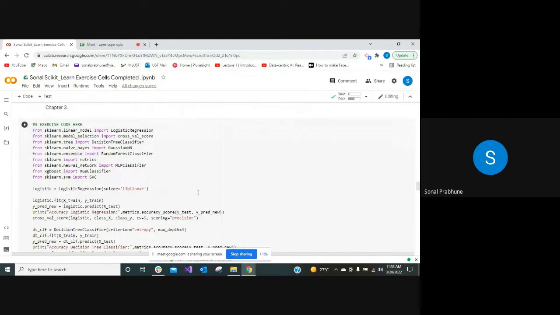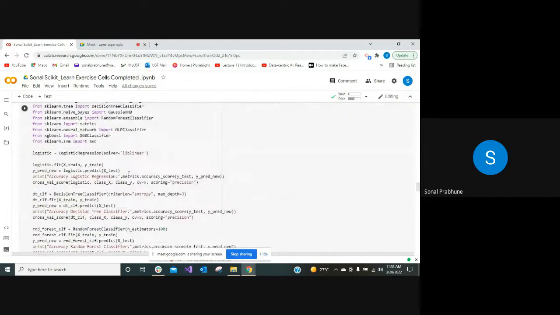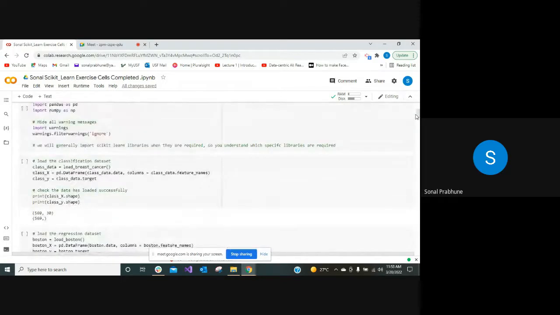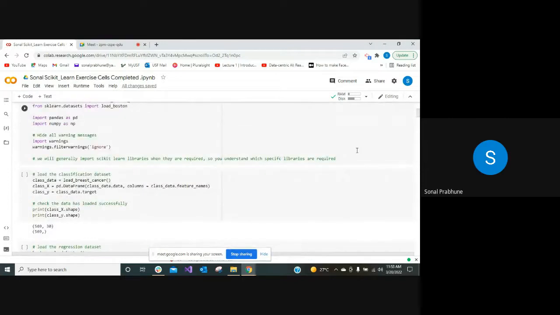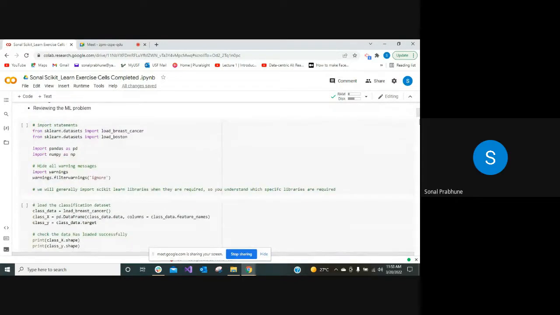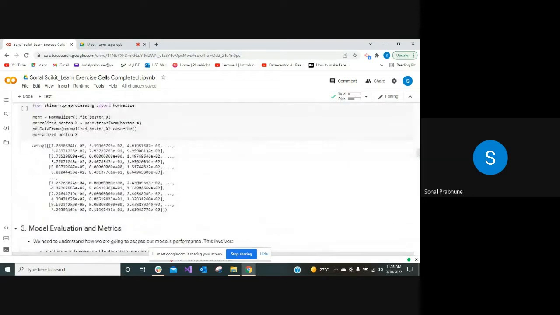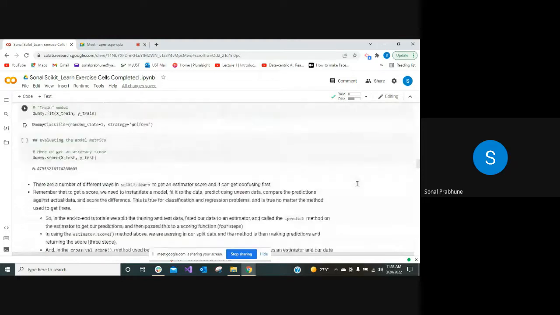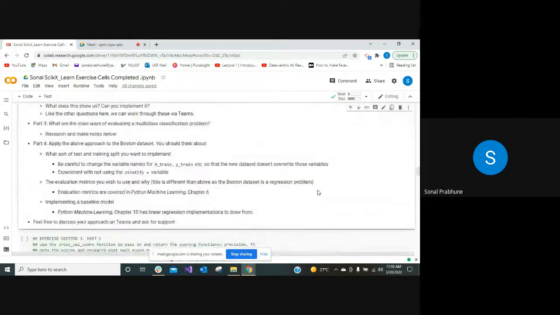I forgot what the other data set was, but other than the Boston data set we had the breast cancer data set. We just want to find out whether the output variable is whether it has breast cancer or not.